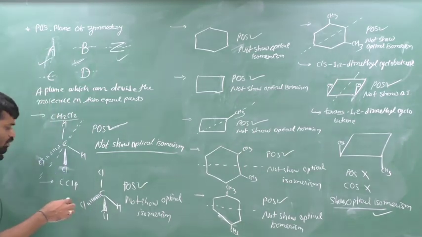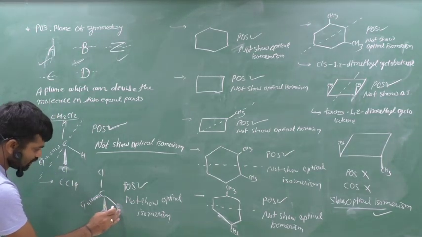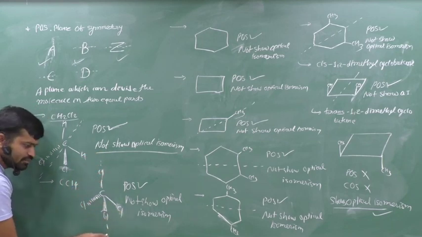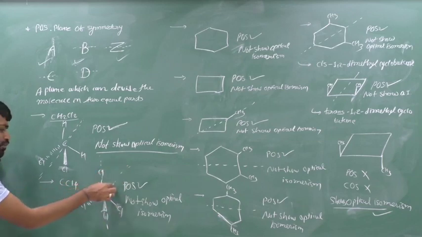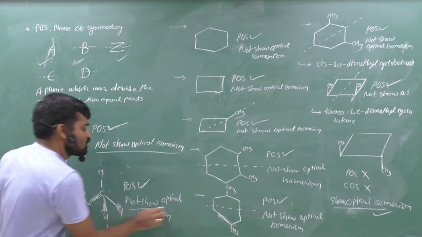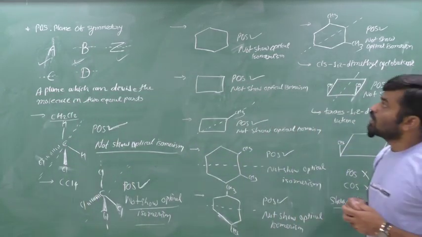If we have a molecule like that, CCl4, and you pass the plane from this side, or from this side, it can divide into two equal parts. Therefore, you can say that it does not show optical isomerism. This type of compound does not show optical isomerism.